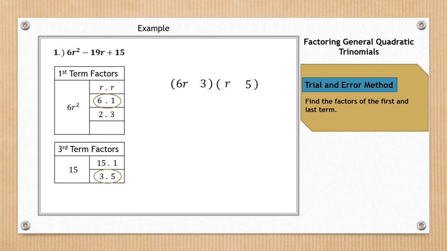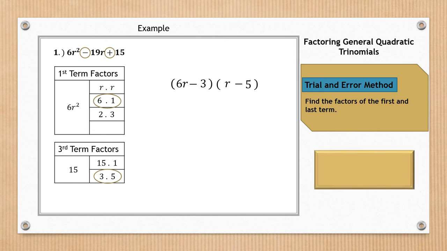If kanina class, last term is positive and the middle term is positive, all the signs are positive sa in between ng mga factors natin. But in this case, if you notice class, positive yung last, then negative yung gitna, automatic lahat yan, negative. Okay, automatic class, wala nang maraming sat-sat, negative lahat yan. Pag ang last is positive and the middle is negative.